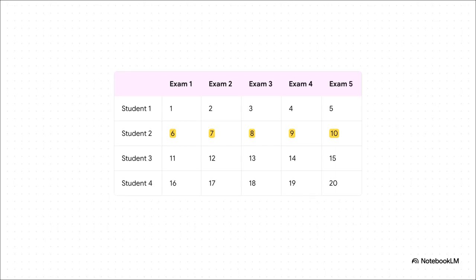Okay, but what if we want all the grades for just one student, like their whole report card? That's even easier. You just give it one index. grades[1] gives us that entire second row, all of student 2's scores, just like that.